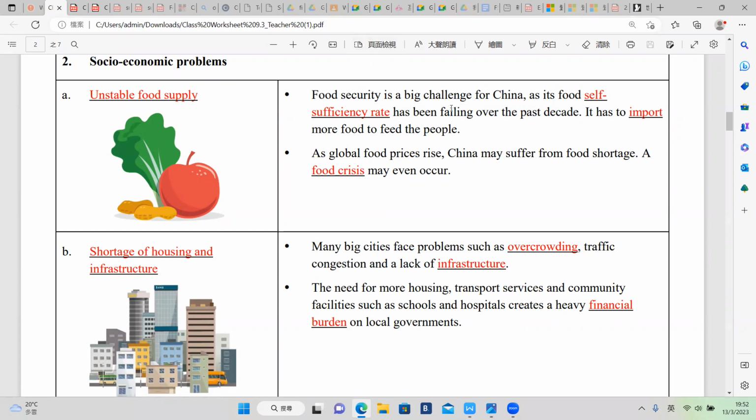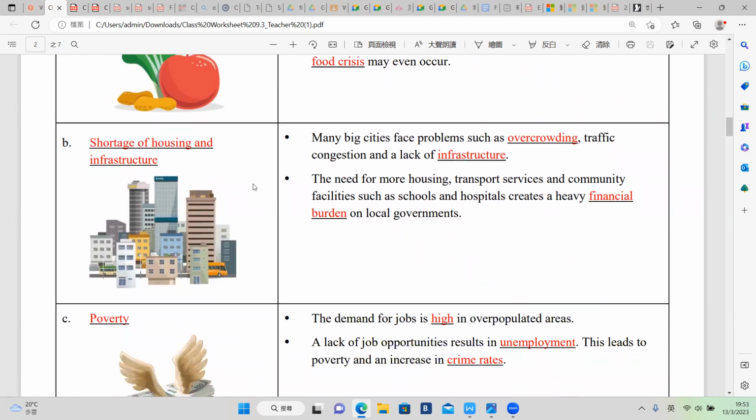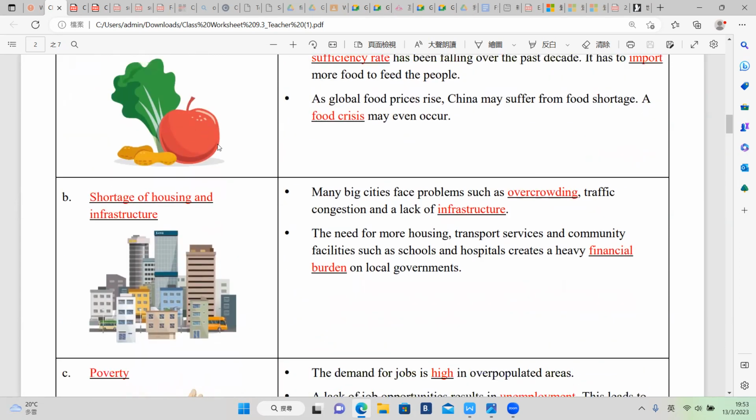If we cannot produce food in a self-sufficient way, we are going to have trouble, because the price of food can be easily manipulated by other countries. Hunger may occur if we really cannot pay the price, although we can. As the global food price rises, China may suffer a food shortage, and a food crisis may even occur. Hopefully it won't, because China still has a lot of money to buy food.